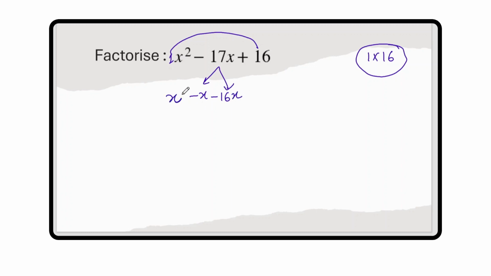Okay? And the rest of the numbers will be written like this only. So the final answer will be x as a common, x minus 1, minus 16 common, x minus 1. Now the final answer is x minus 16 into x minus 1.